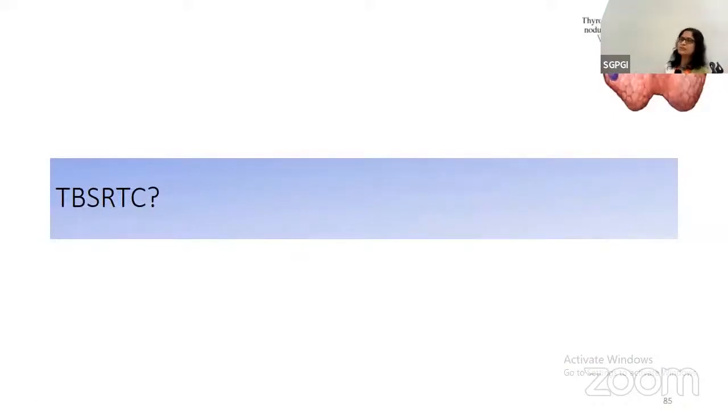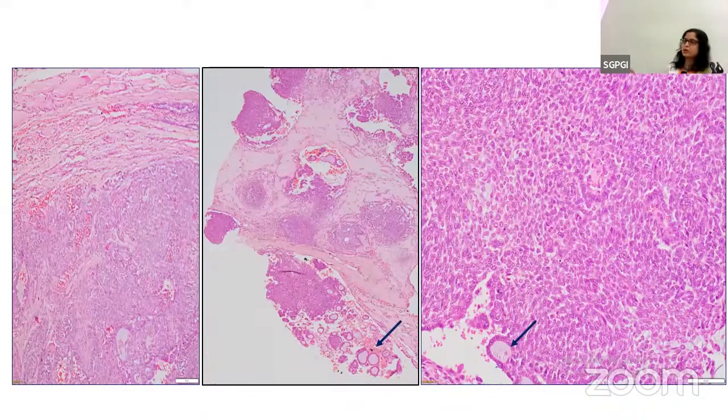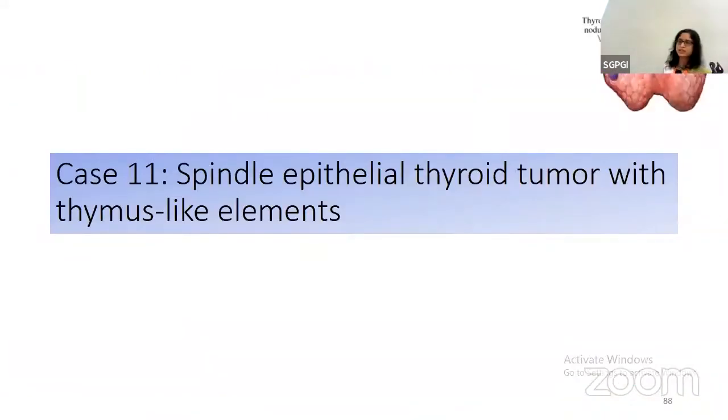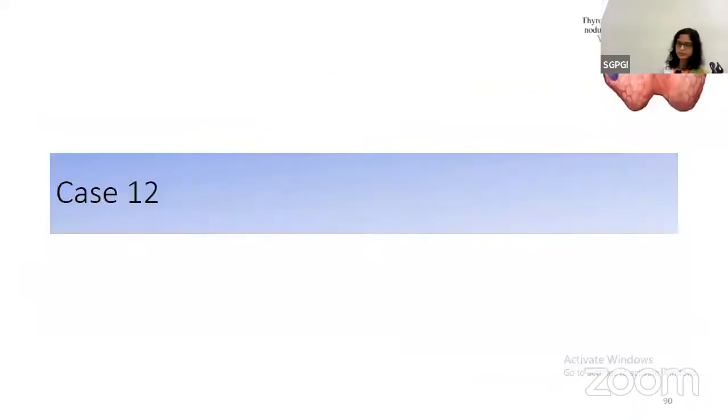Category 6 query MTC. I called it category 6, probably MTC. So this was actually a case of spindle epithelial thyroid tumor with thymus-like elements. So just to bring out what all differentials you need to consider, you can see on thyroid aspirate. On retrospect, when we re-evaluated the thyroid aspirate, we found that there were some of these bodies which had similar myxoid or mucoid material in the center.